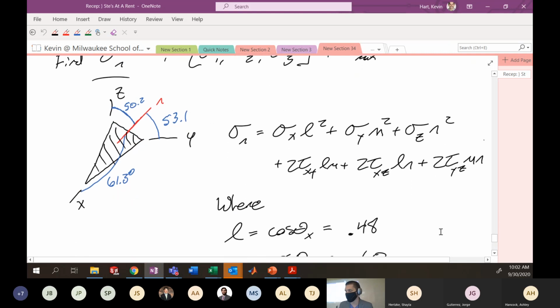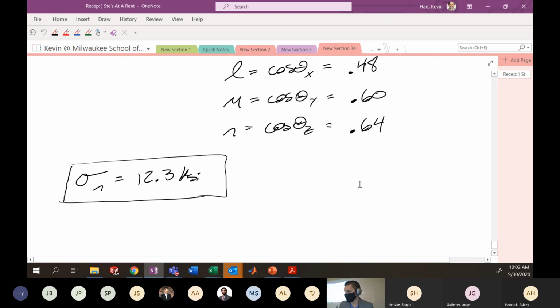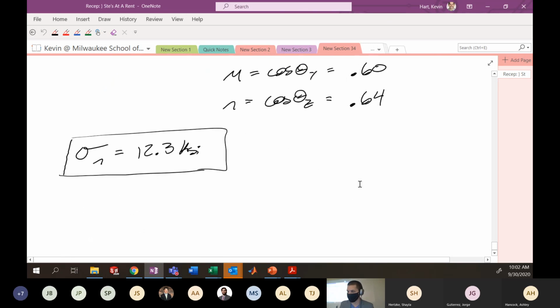We had worked our way through the normal stress on this oblique cut surface by using our stress transformation equations in 3D. That's this equation here, where these directional cosines were assigned based on the angle of the normal with the XYZ coordinate system. After punching everything in, we found that that normal stress would be 12.3 KSI. So to finish off the problem, we need to do the principal stresses.